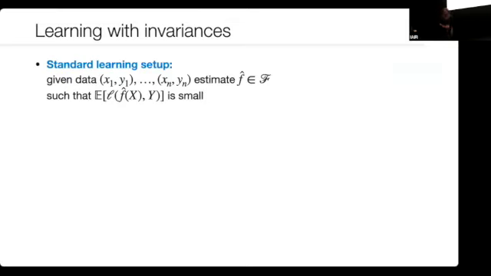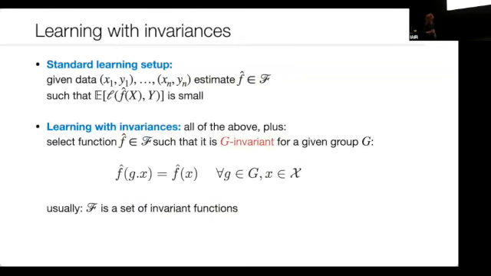All right, so let me first start with a setup of what is invariant learning. You've probably seen this before, but just to make sure we're all on the same page. In the standard learning setting, we have our training data pairs X, Y, and we want to estimate some function so that in expectation, some loss function is minimized, or small at least. So we are basically looking for how to get that f hat, and F is our class of possible functions.